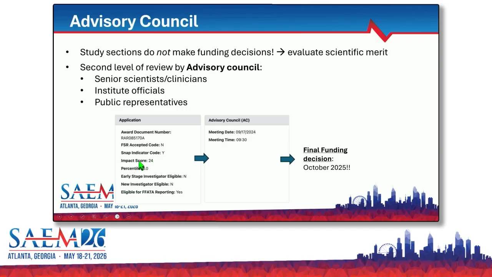But just so you know, after the study section gives you your score, so here's the impact score we got on this grant, we scored well. We got an impact score of 24. That was 6th percentile for this date. And then, where does it say?